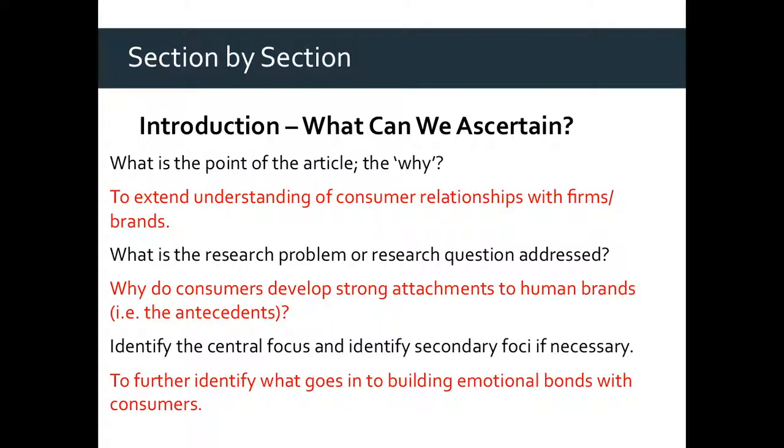So let's go now through section by section and see what we found there. What you'll see in red in the next few slides is what we were able to ascertain from the introduction. We were able to figure out the why, and that is to extend understanding of consumer relationships with firms or brands or human brands. The research problem is, why do consumers develop strong attachments to human brands, i.e. what causes those attachments, and those are called antecedents.